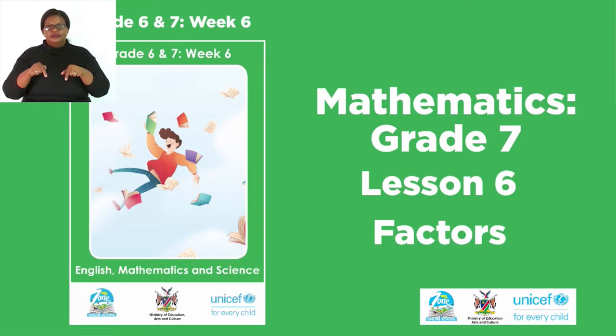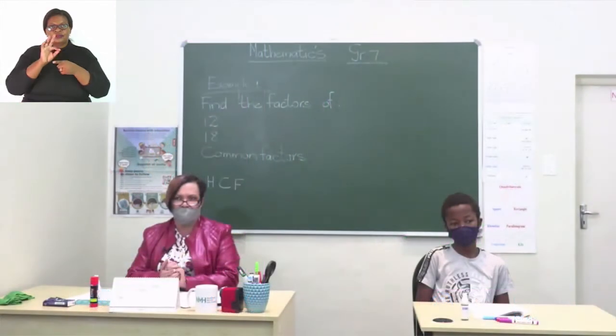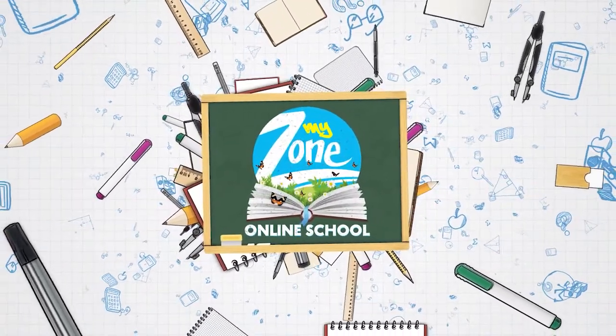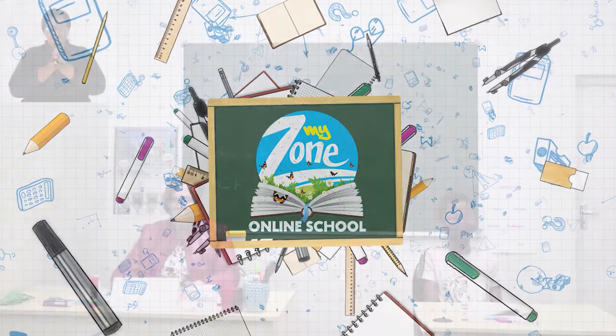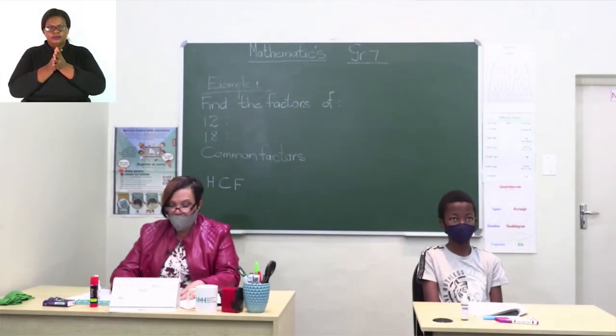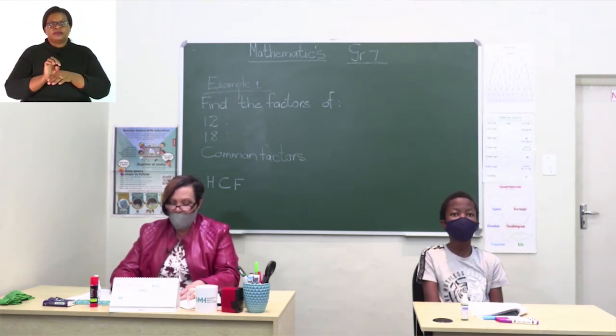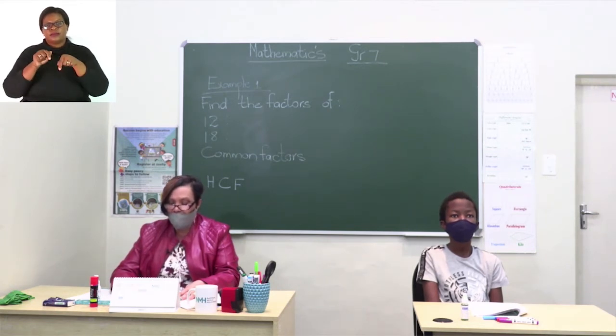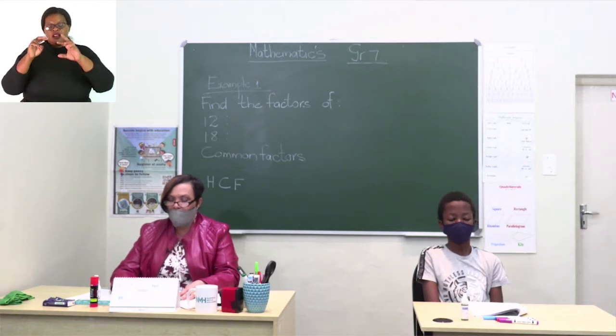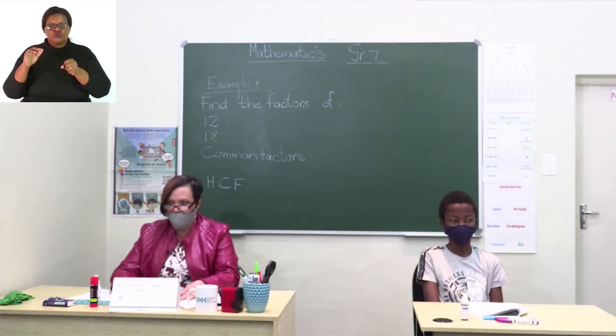Today's lesson is factors. The learning objective for today is to know factors and their properties. Our competencies are to know factors of a given number smaller than 100 and to find the highest common factor of two whole numbers. We are busy on page 13.